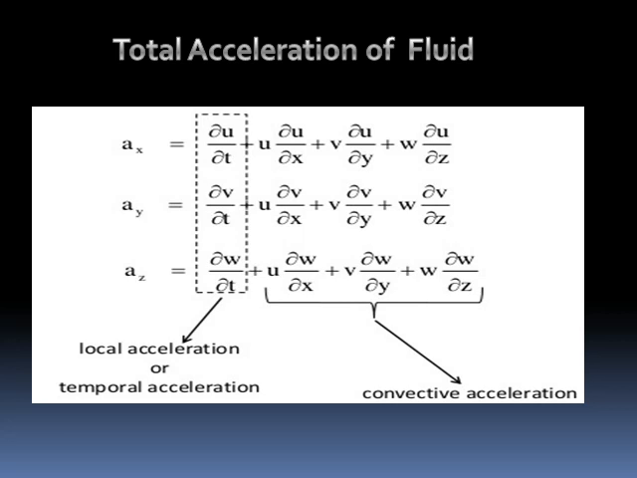Here we have two parts, that is local acceleration and convective acceleration. Local acceleration deals with time only, and convective acceleration deals with space, where we take one, two or three space coordinates, so it varies with one dimension, two dimension, three dimension. If we consider only x-axis acceleration, then ax is equal to del u by del t, which is local acceleration, plus u del u by del x plus v del u by del y plus w del u by del z, which is convective acceleration. So total acceleration of the fluid is equal to local acceleration plus convective acceleration.